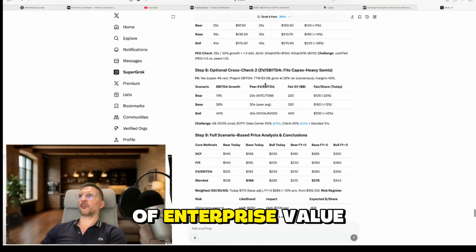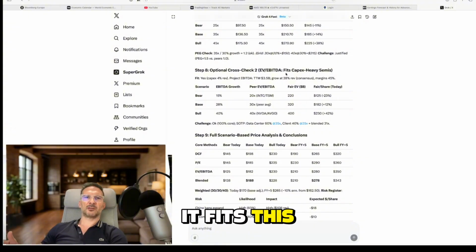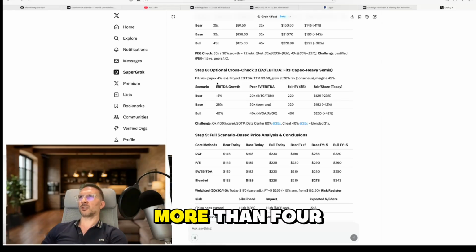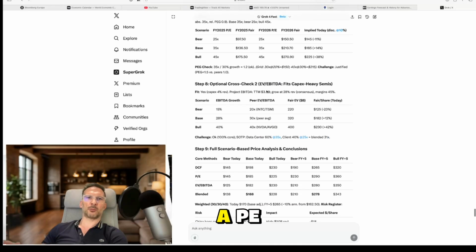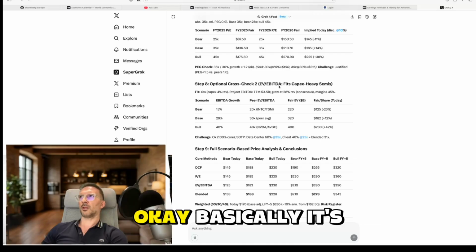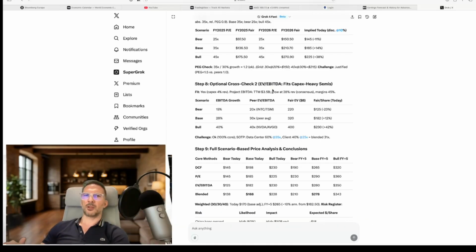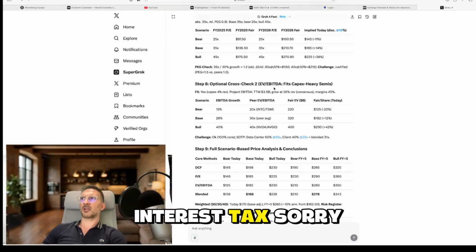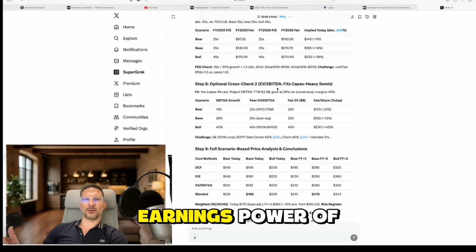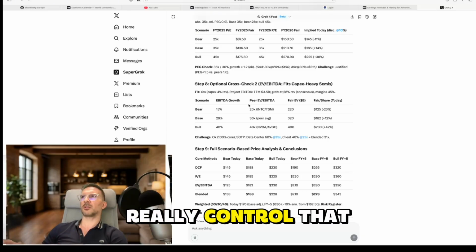So if you do the method of enterprise value to EBITDA, it fits. This valuation method fits companies with heavy capex. When you have a lot of capex, which is more than 4% of revenue, then you can use the EV to EBITDA valuation method. It's another multiple valuation model like PE, but we are using the total enterprise value and we divide it by the EBITDA, which is the earnings before interest, tax, depreciation, and amortization. Basically it's a representation of free cash flow, because depreciation and amortization are non-cash items, and interest and tax pollute a bit the earnings power of the company, because you cannot really control that.